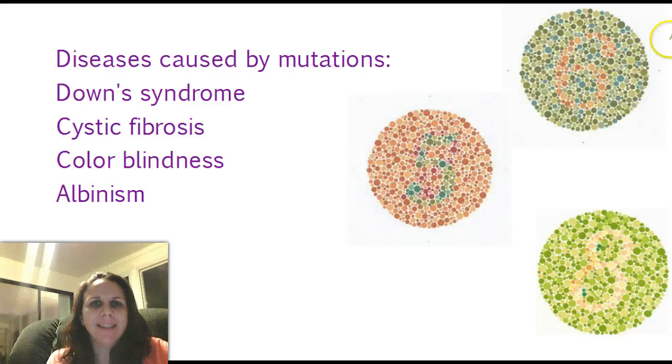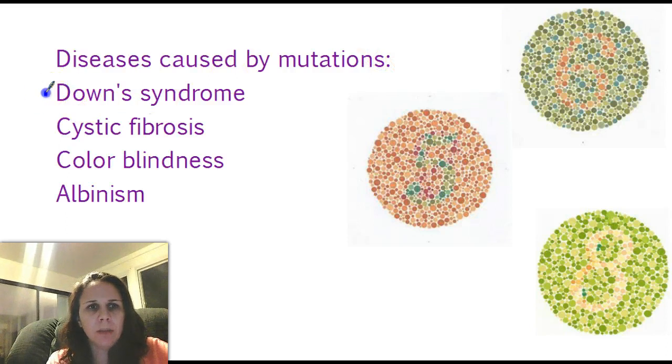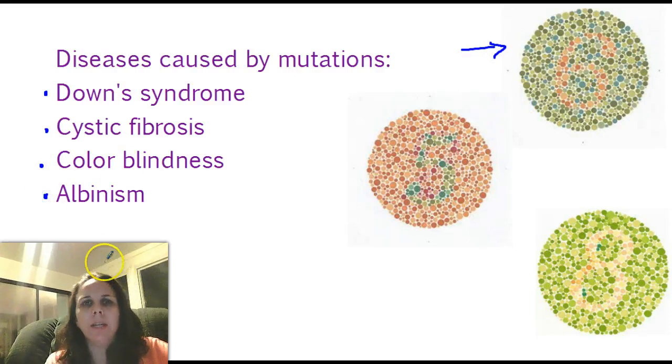Okay, there's lots of different diseases caused by mutations. That's what a lot of doctors do, is to just identify these things. Here's a couple of them. Down syndrome is caused by having extra DNA. Cystic fibrosis is caused by one nucleotide put in the wrong spot, which creates the wrong amino acid, which causes lots of problems. Color blindness, like we looked at here, I'll talk about that in a second. And then albinism, which is the inability to make melanin, so you have no pigmentation.